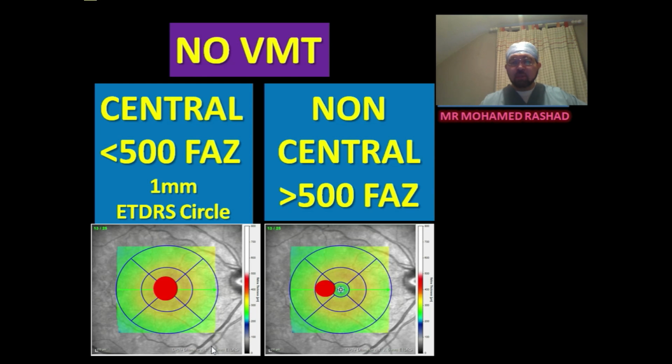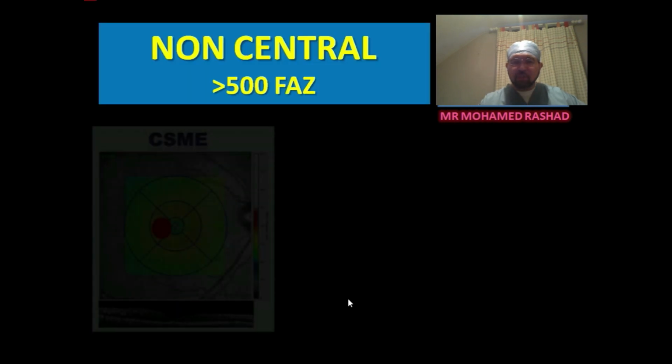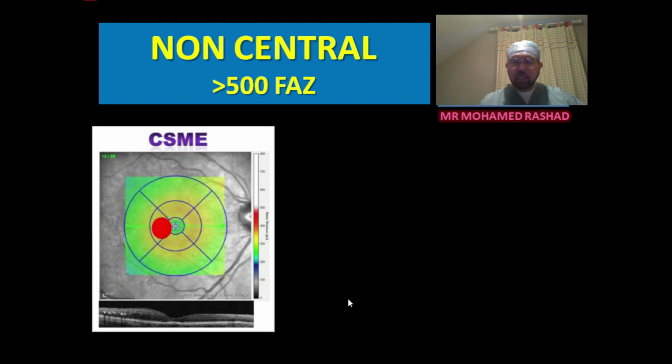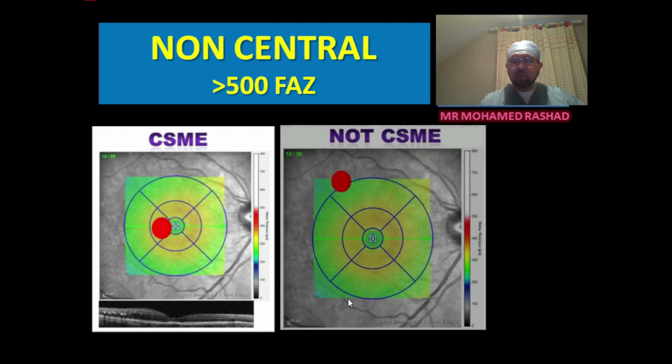So if it is central, there are some other questions we are going to ask. If it is non-central, which is more than 500 microns from the foveal avascular zone, or outside this central circle, which is 1 millimeter, we have to ask, is it clinically significant or not clinically significant?